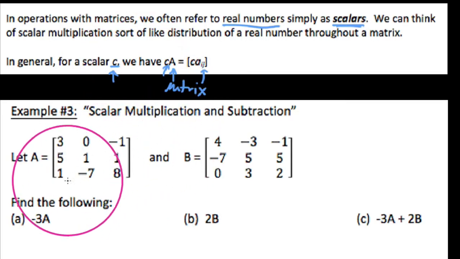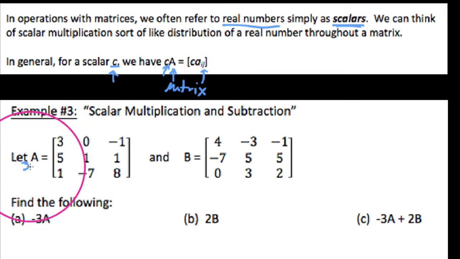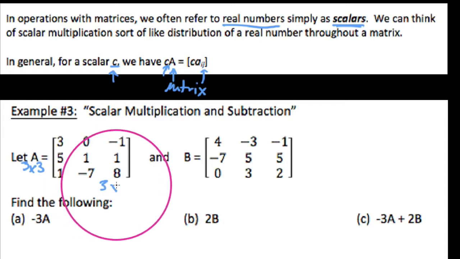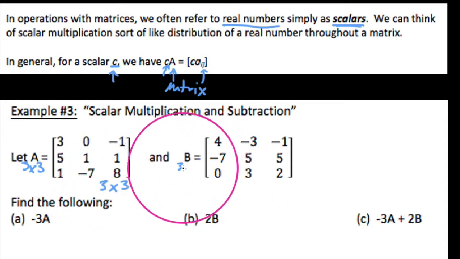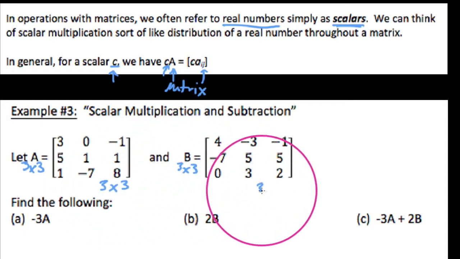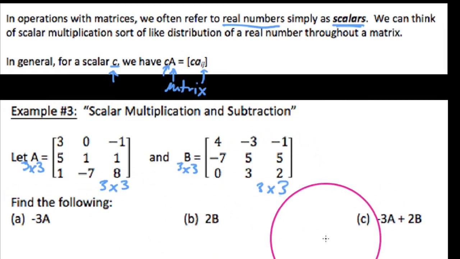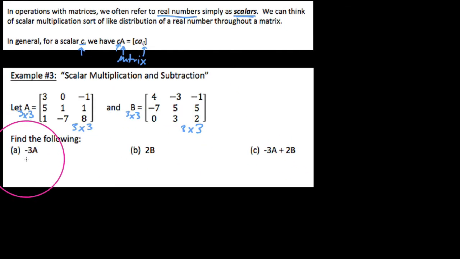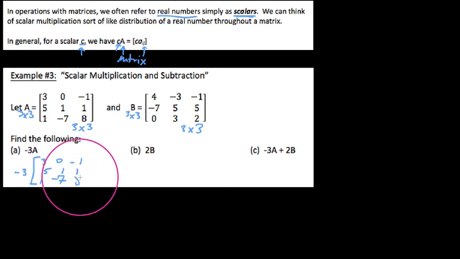Let's take a look at what we have. We have two matrices. Matrix A is a 3 by 3, and B is a 3 by 3 as well. What I'm interested in doing is these operations down here. When I write negative 3A, what I really mean is let's take negative 3 times the matrix A, which is 3, 0, negative 1, 5, 1, 1, 1, negative 7, and 8.